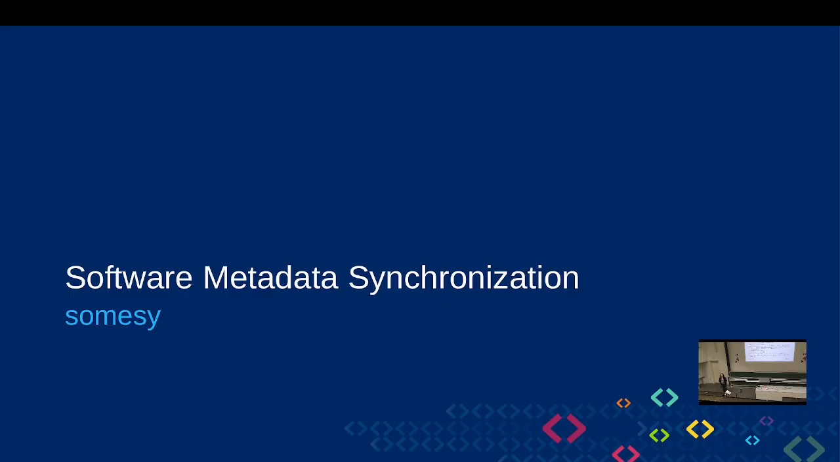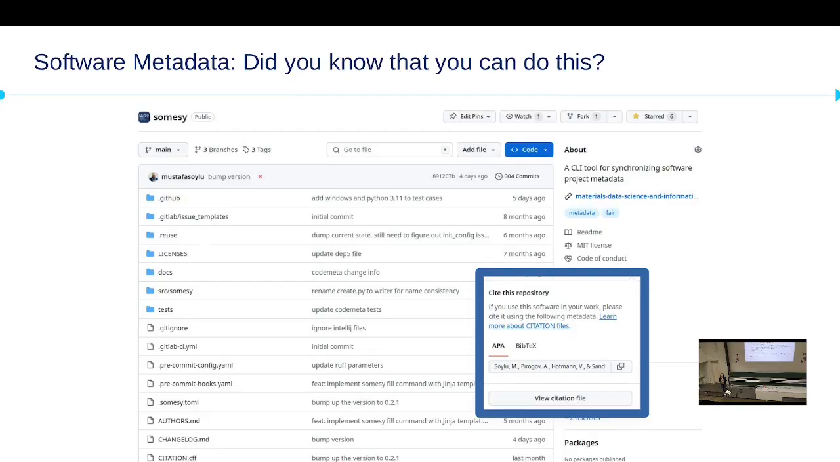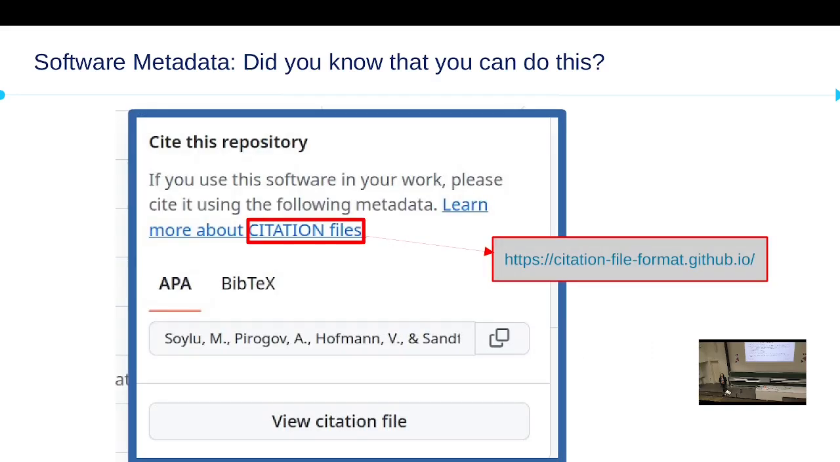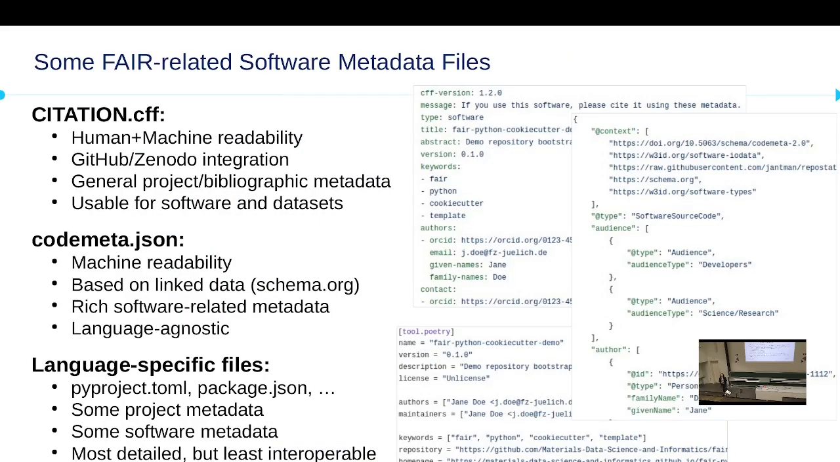And now, briefly to the second tool. This is called SoMessy, for software metadata synchronization. Maybe you've noticed in GitHub, on the right in some repos, there's a "cite this repository" option. What this is based on is a citation file that you need to place into your repository. There's actually a GitHub integration. So it's one example: when you have a citation file, GitHub recognizes it and shows this citation that people can put into their paper to quote. This is one of the files that is important.